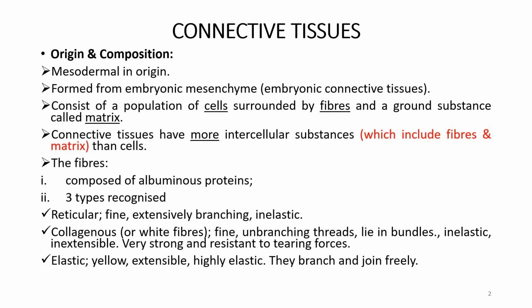So remember I said that collagenous fibers too are fine, unbranching, inelastic, inextensible, but that more importantly, they are very strong and resistant to tearing forces. The 3rd type, elastic. These ones are yellow, extensible, highly elastic, and they branch and join freely.